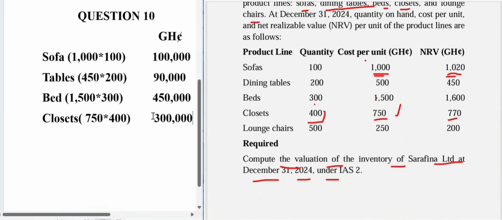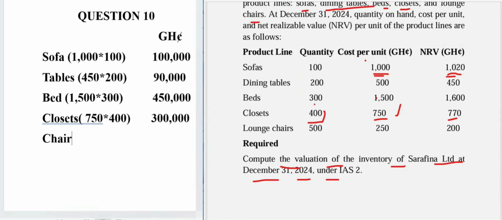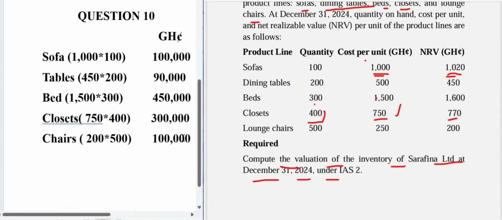Okay. Then the next one is we have our chairs, right? And then the chairs, compare the cost 250, NRV 200. So we are going to use the lower, the 200. Then by the quantity, we have 500 chairs. So 200 cedis by 500 gives us 100,000, right?